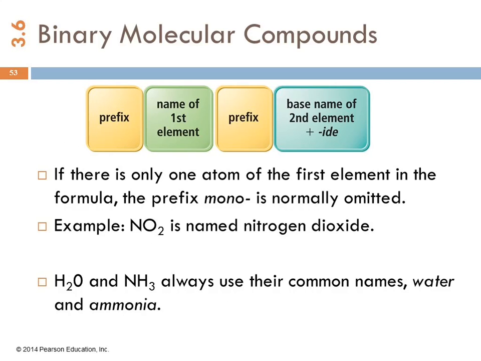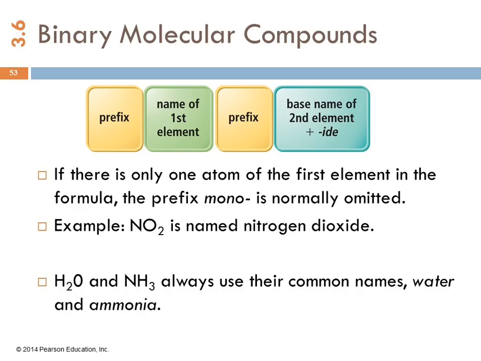So here's the pattern for their names. A numerical prefix, the name of the first element unchanged, another numerical prefix, and then we take the main part of that element name and we change the ending to "-ide." Very much like what we did with the nonmetal ions.